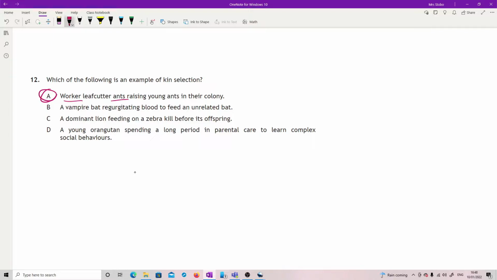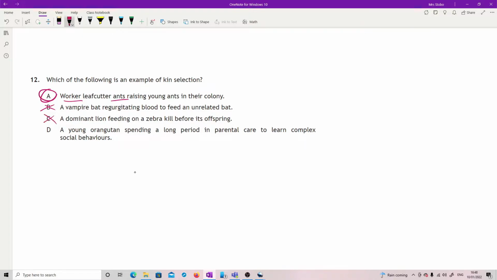Okay, vampire bat regurgitating blood to feed an unrelated bat. That's an example of altruistic behaviour. We've got a dominant lion feeding on a zebra kill before its offspring. That's not really helping its offspring for a start. That's not helping things to be passed on. But this would be dominance hierarchy.